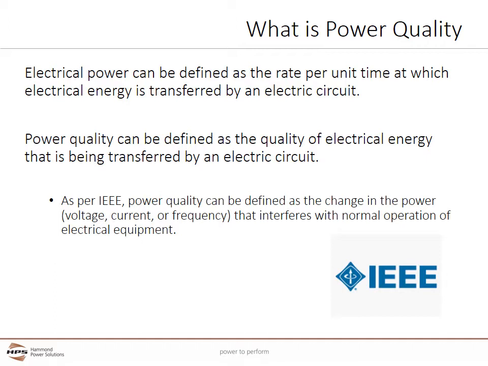The measurement of electrical power can be defined as the rate per unit time at which electrical energy is transferred by an electric circuit. A common measurement would be the kilowatt hour. Power quality can be defined as a quality of this electrical energy that is being transferred by an electric circuit to perform work. As per IEEE, power quality is also defined as the change in the power affecting measurements such as voltage, current, or frequency that interferes with the normal operation of electrical equipment.